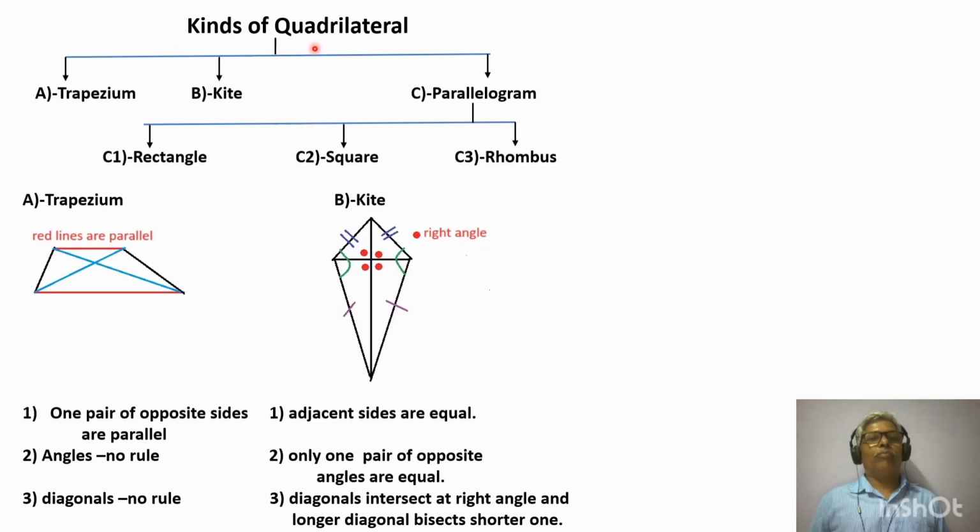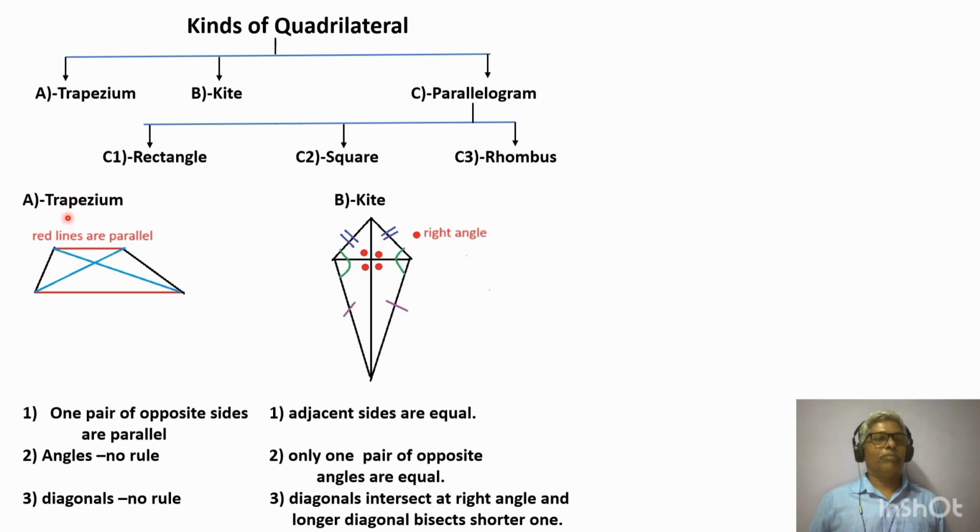Refreshing what are kinds of quadrilateral so that studying parallelogram or the special type of parallelogram will be very easy. I have repeatedly given this in some other video, just repeating it. The kinds of quadrilateral: one is trapezium, another type is kite, and parallelogram is the third one. Then parallelogram is again classified into rectangle, square, and rhombus depending on the properties they carry.